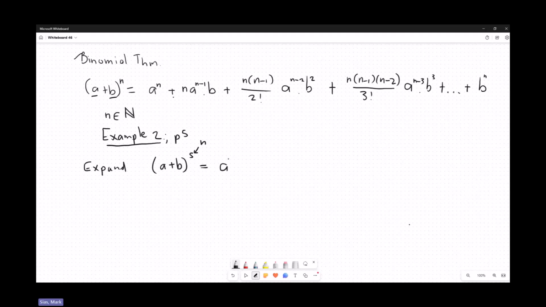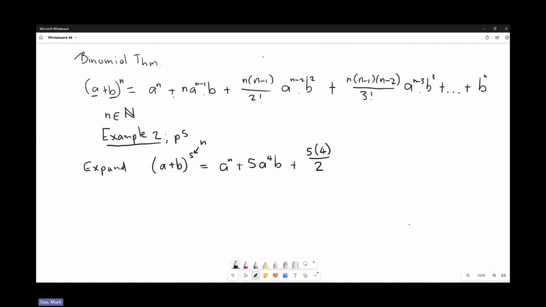So it's a to the n, and n is equal to 5, so it's a to the 5. Then a to the n minus 1, so 5 minus 1 is 4, times b to the 1, plus. That's my second term. Then it's 5 times 5 minus 1, which is 4, and 2 factorial is 2.